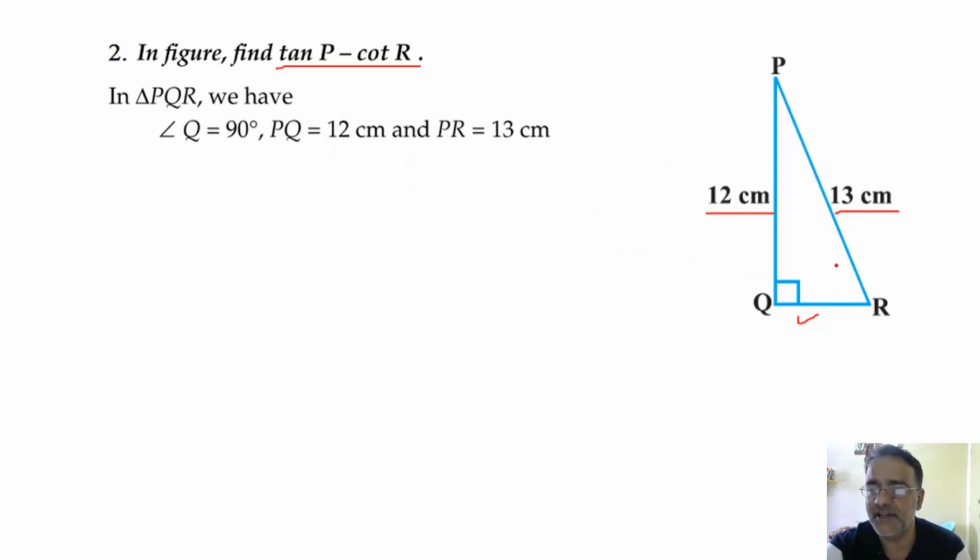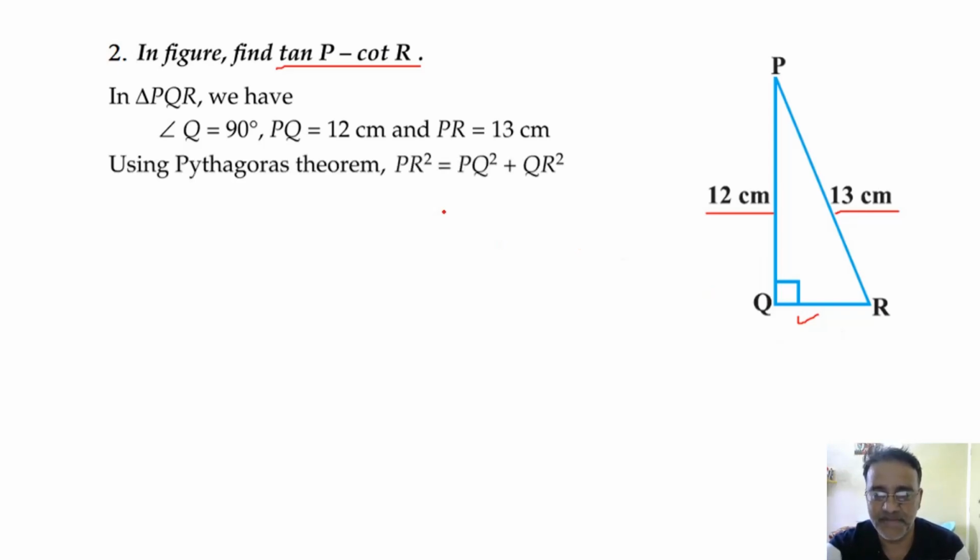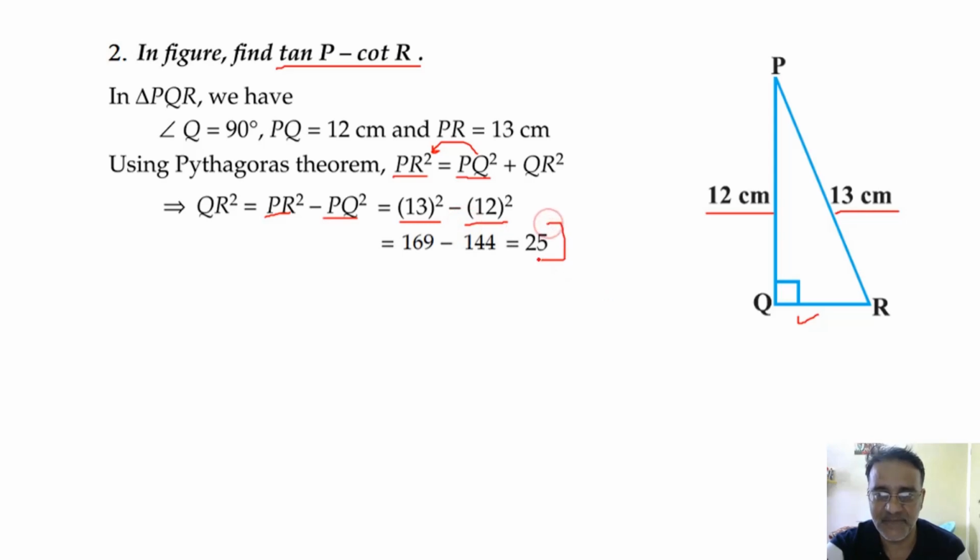And using Pythagoras theorem, what are we getting? PR square is equals to PQ square plus QR square. Very good. Now we'll substitute the value of PQ and PR, and we need to find QR. So we'll shift this to this side first, so minus will come. Now 13 square minus 12 square, 169 minus 144. We'll get 25. So what is the QR then? 5 centimeter. Right, very good.